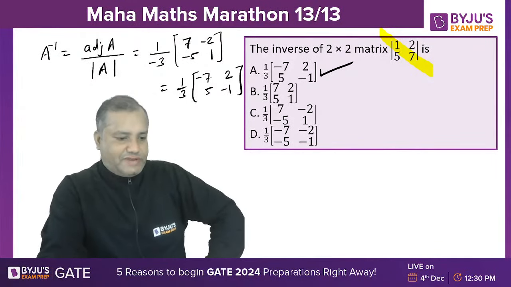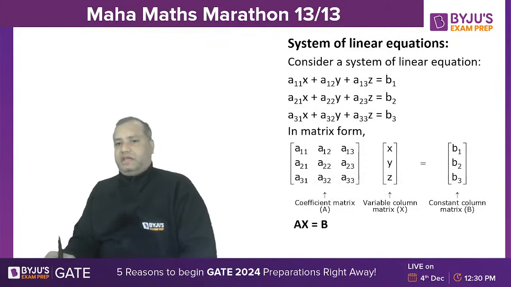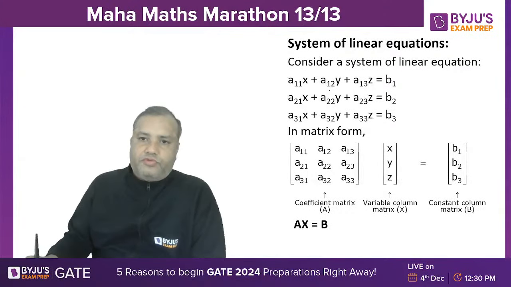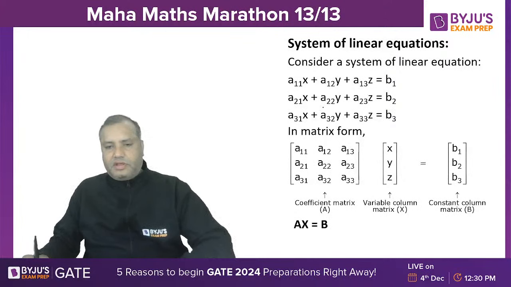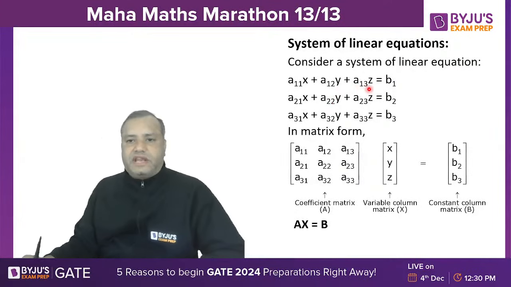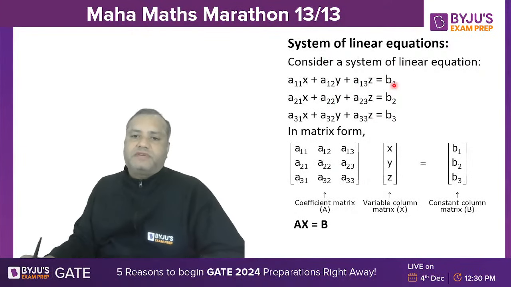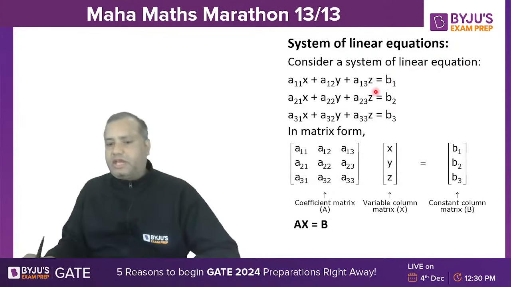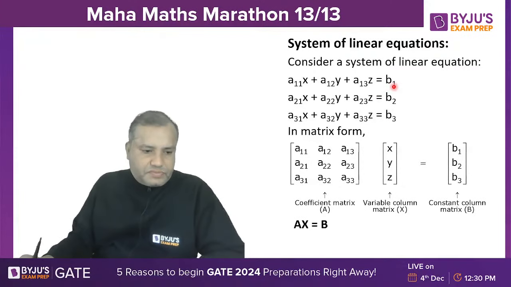Here linear stands for the degree of the variables utilized here. So variables here are x, y, and z. The degrees are 1, therefore it is a linear equation. So system of linear equations, as you can see, 3 equations are written over here.